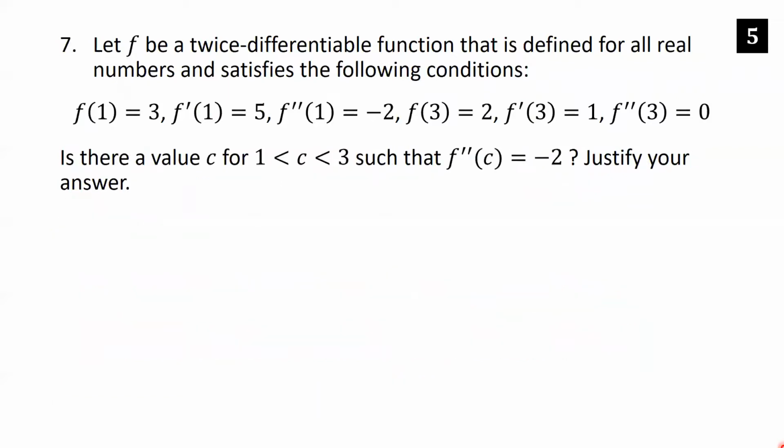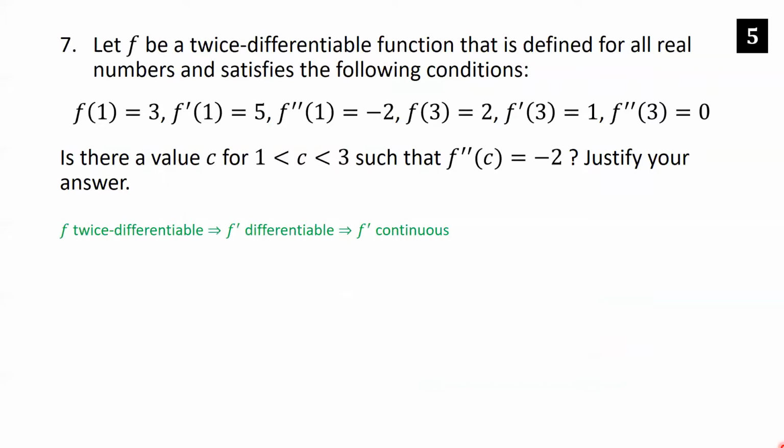Let f be a twice differentiable function that is defined for all real numbers and satisfies the following conditions. f of 1 is equal to 3, f prime of 1 is 5, f double prime of 1 is negative 2, f of 3 is 2, f prime of 3 is 1, f double prime of 3 is 0. Is there a value C between 1 and 3 such that f double prime of C is equal to negative 2? Justify your answer.